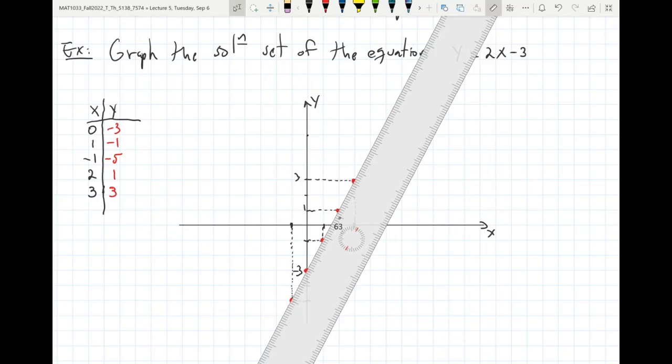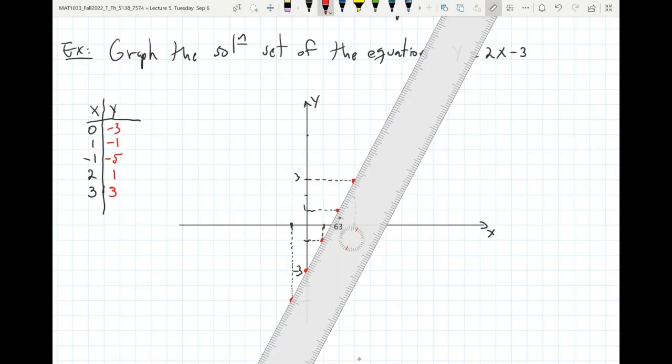So the question now is, is it true then that every solution of the equation will be on this line that I'm about to draw? And also the other way around, is it true that any point on the line will be a solution to the equation, okay? That's actually a theorem.